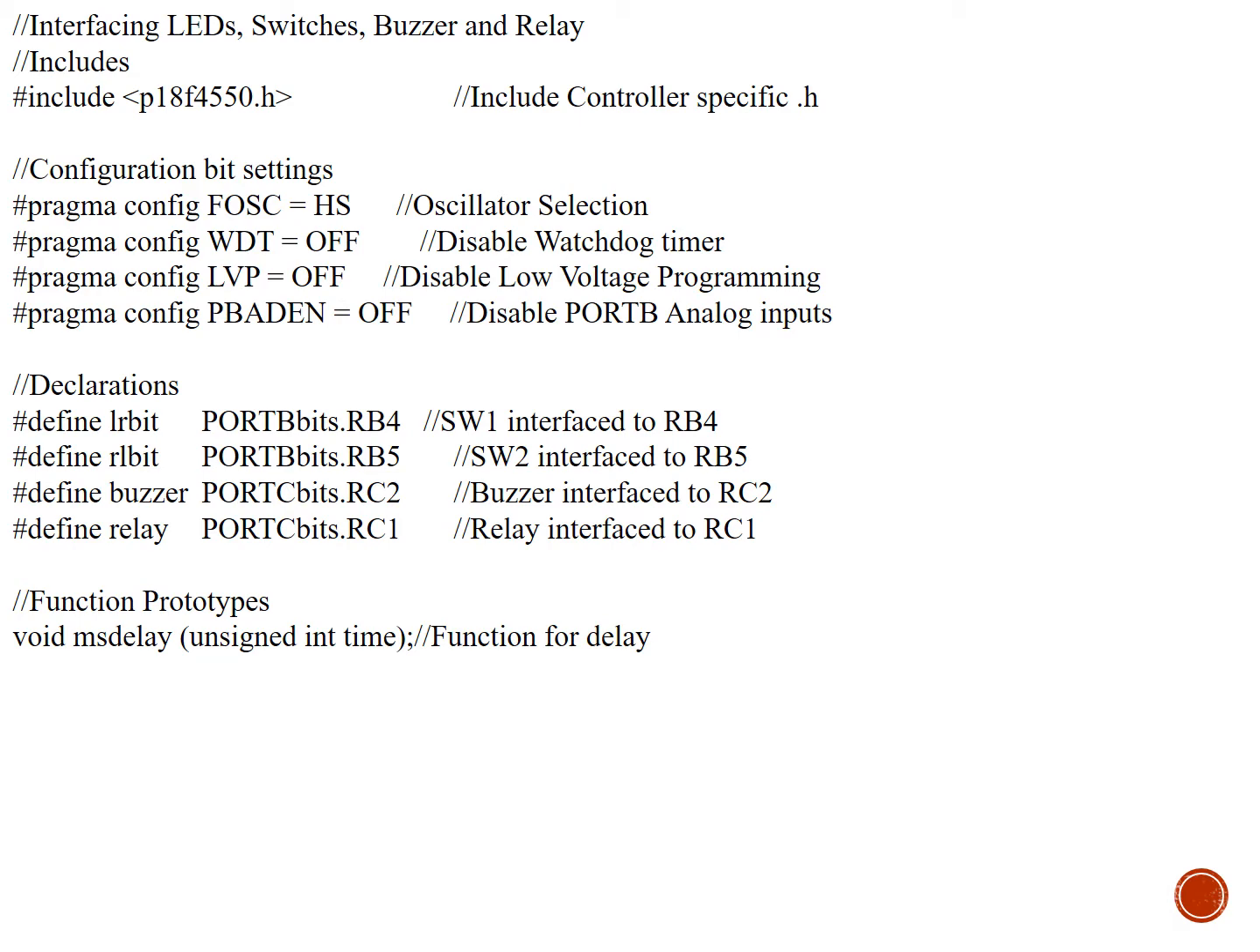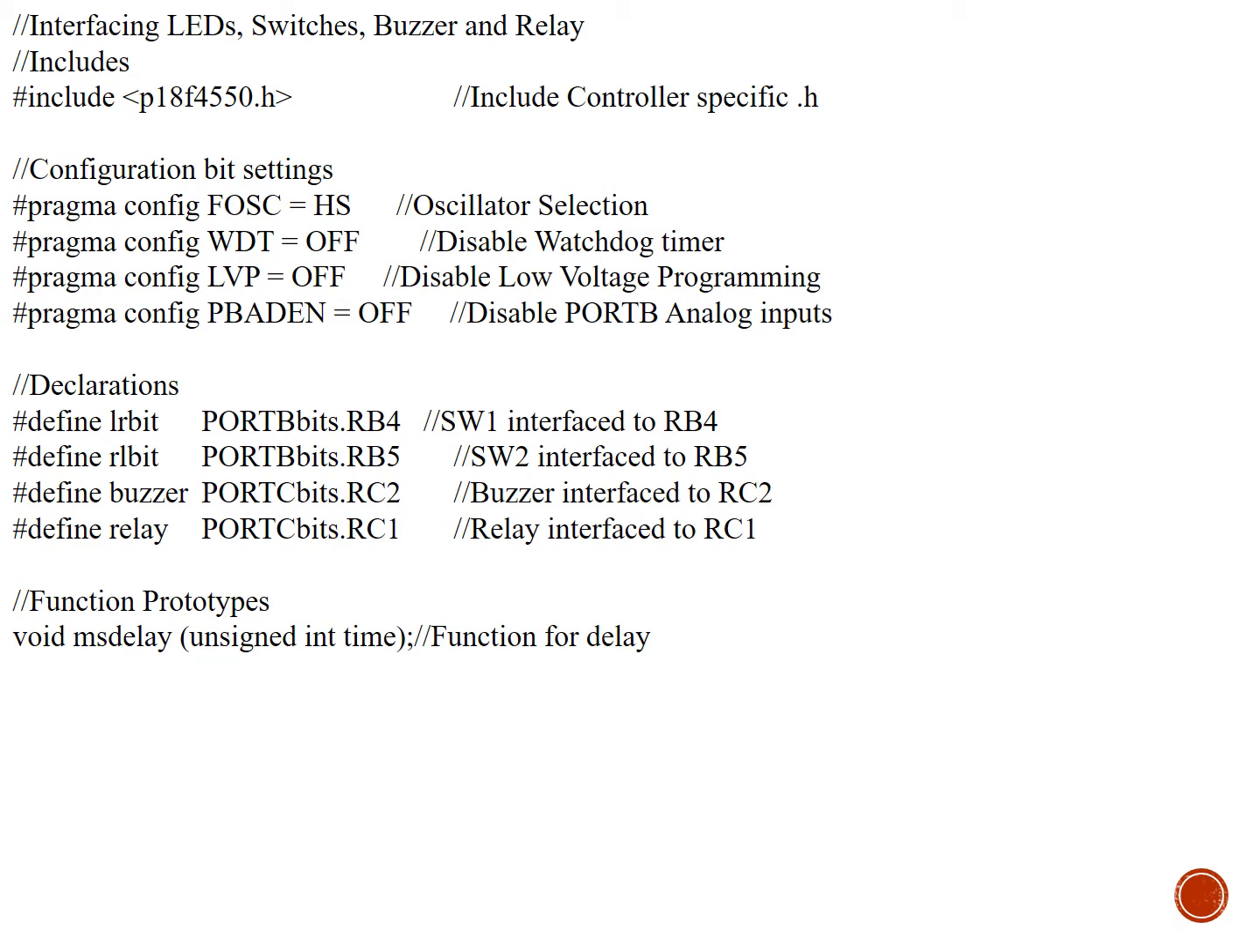Next configuration is the watchdog timer. Here we are making it off. Then next is low voltage programming. Here we are also making it off. And port B, as you are aware, is in a floating state, so it can also be taken as analog input. We are making it off by using the PBADEN configuration instruction.